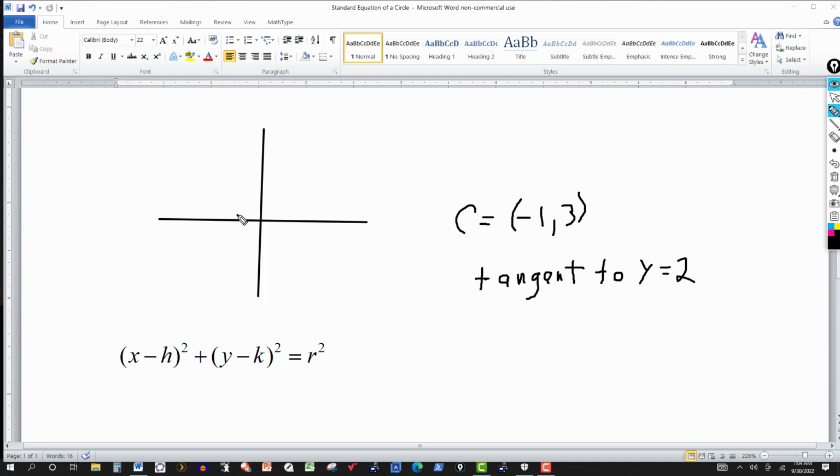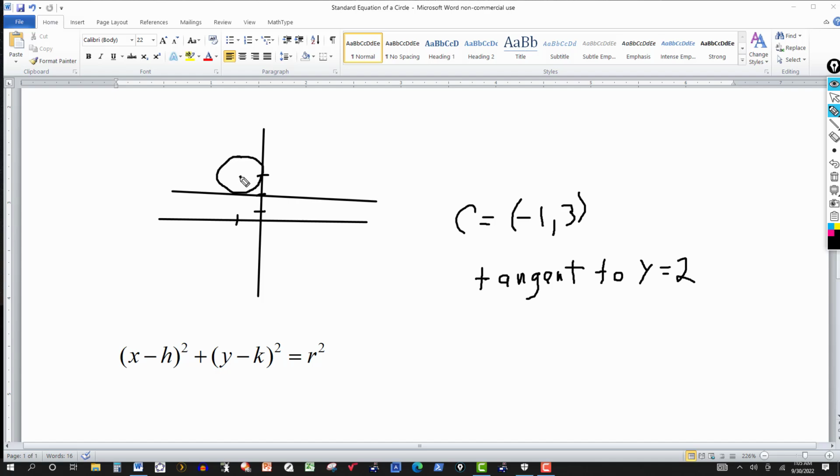So the center is going to be at (-1, 3). And the circle is going to go around that point. Then we've got the line y equals 2. It's going to pass through this point here, and the circle is going to be tangent to that point. So let me just draw part of it here. The line touches the circle at one point there.